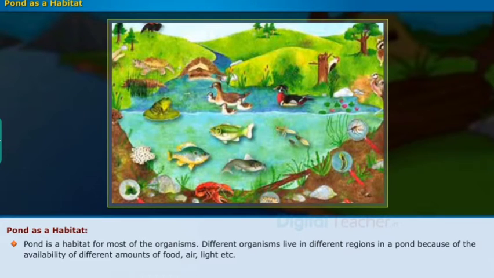Pond is a habitat for most of the organisms. Different organisms live in different regions in a pond because of the availability of different amounts of food, air, light, etc.